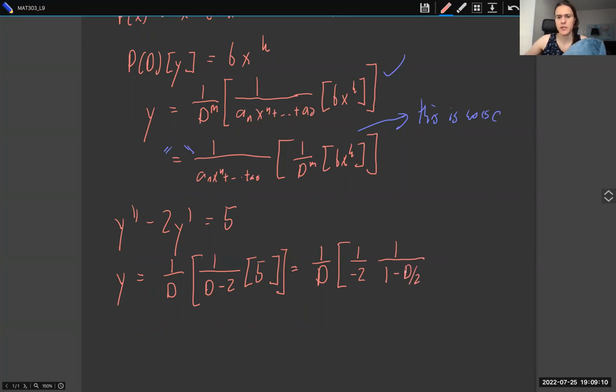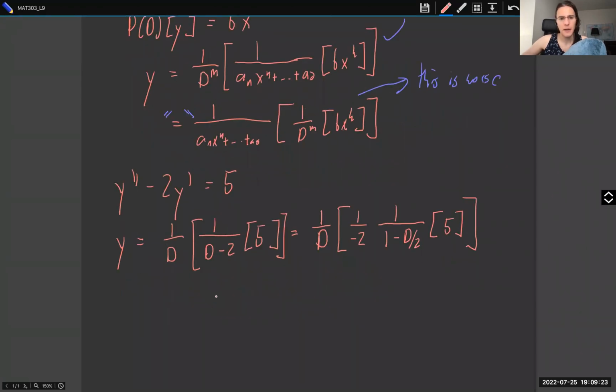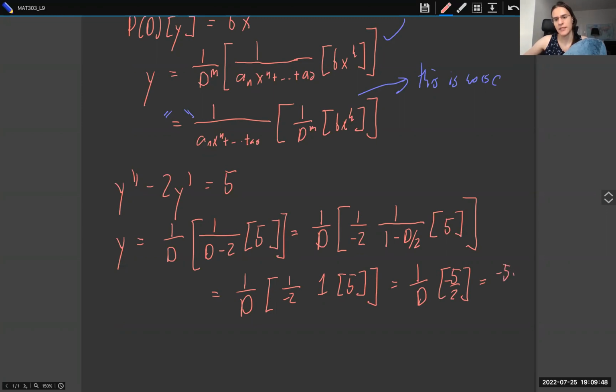However, we really don't care about this because 5 is a constant. And so when we do the series expansion of this to first order, it's just going to be 1. The next term is going to be minus D over 2, but we don't care about that. So this is 1 over D times minus 1/2, and then I just get the operator 1 applied to 5, which is 1 over D of 5/2 minus 5/2, and when we integrate that, we obtain minus 5x over 2.